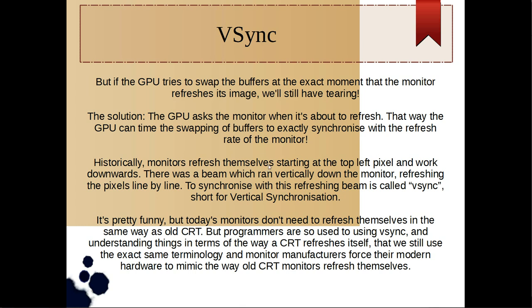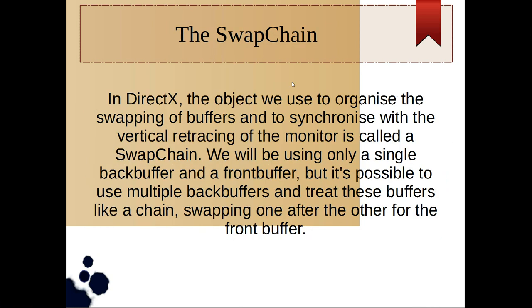So historically, monitors refresh themselves starting at the top left pixel and work downwards, I believe. I don't know where I got that information from. But they start at the top and they move downwards. So to synchronize your graphics with the monitor was called VSync. Yeah, and it still is. And I think that today's monitors don't actually have to work this way, but we still use the term VSync, and we still program in exactly the same way for historical reasons.